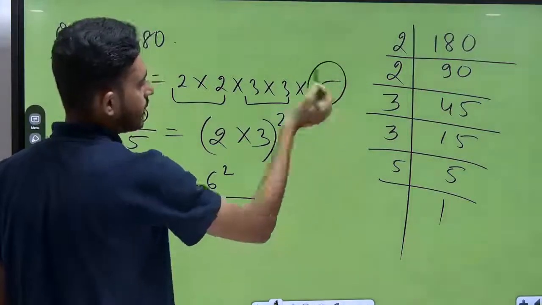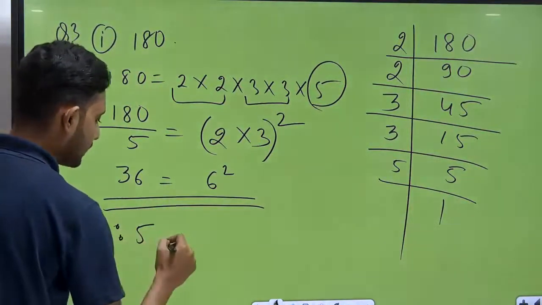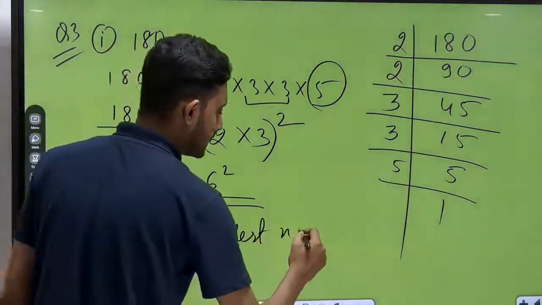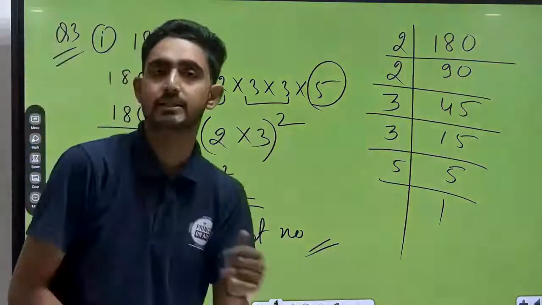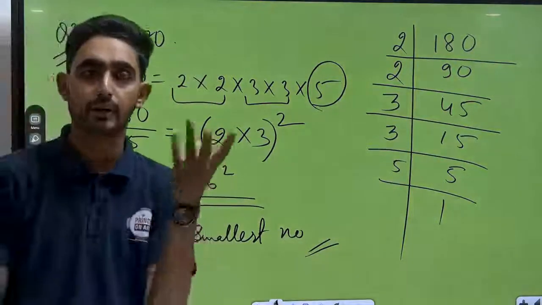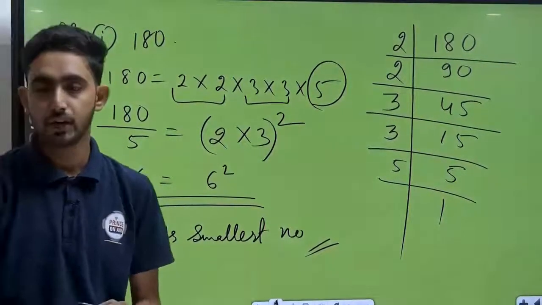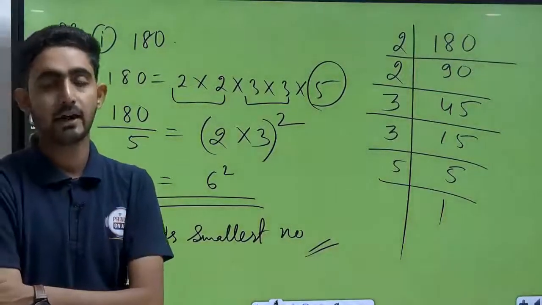But here what is the smallest number? 5 is the smallest number. Write down here, 5 is the smallest number. That should be divided by 180 and this will make a perfect square. Whatever your result will come, whatever your output will come, that's a perfect square. Okay? I think all of you understood now. Very easy question. Okay, now we'll move to the next question.